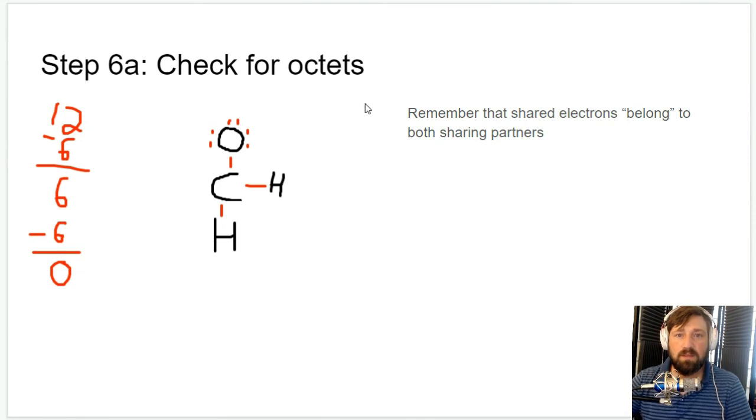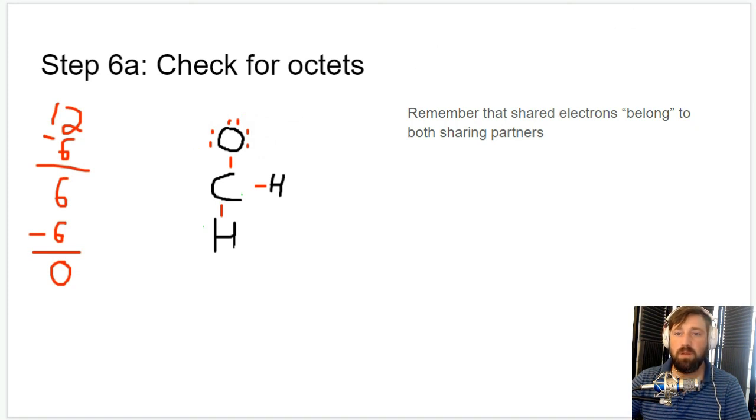The next step is to check for octets. We need to make sure that every atom has an octet. Let's go through and check hydrogen here. This hydrogen has a full octet. It has 2 electrons, so it's completely fine. This hydrogen here, again, has a full octet, or it has 2 electrons. It's completely full, so it's fine. This oxygen has 1, 2, 3, 4, 5, 6, 7, 8. It's fine. It has an octet.